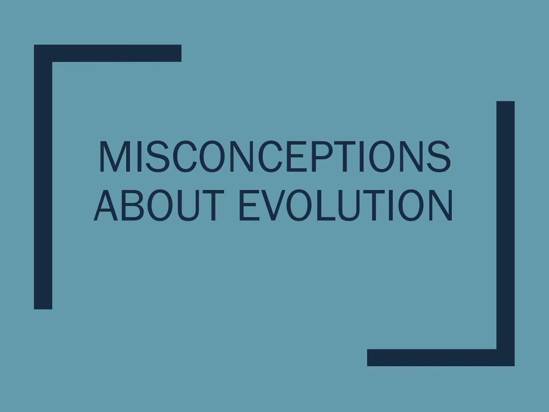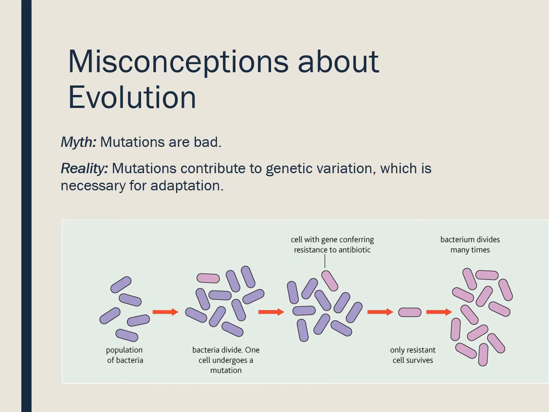So getting into some more misconceptions about evolution. All mutations are bad. That's not true. There are some good mutations. One mutation, like I said, is just like the mice. It could have been a mutation that caused the black colored mice, but that mutation is good because then they are actually able to survive in their environment.